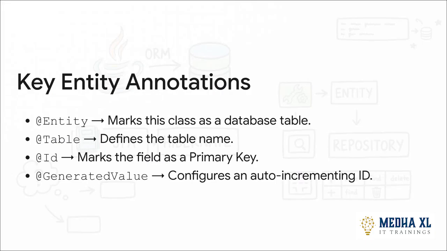So here's our Student class. See those little things with the @ sign? Those annotations are where we give our instructions. @Entity just tells Spring, hey, this class is a database table. @Table lets us give it a specific name. And @Id with @GeneratedValue, that's how we set up our primary key to auto-increment. And that's it. This normal Java class is now tied to a database table.